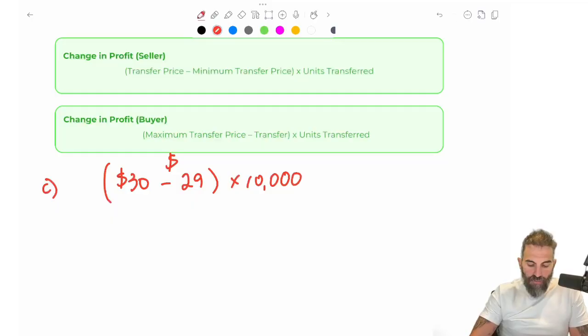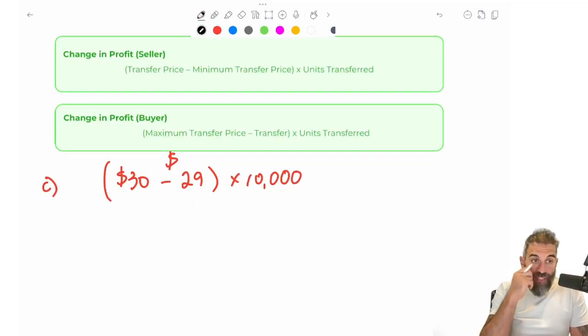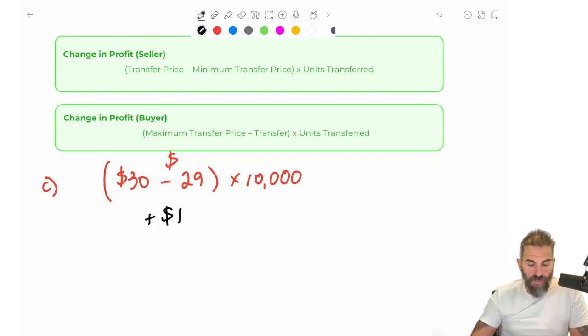But let's break that down a little bit further. Since they're getting $30, technically they're making $1 on every unit. They're profiting $1 on every unit. If they're transferring 10,000 units, that's $10,000.